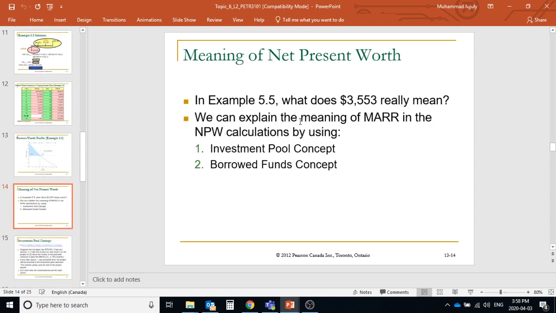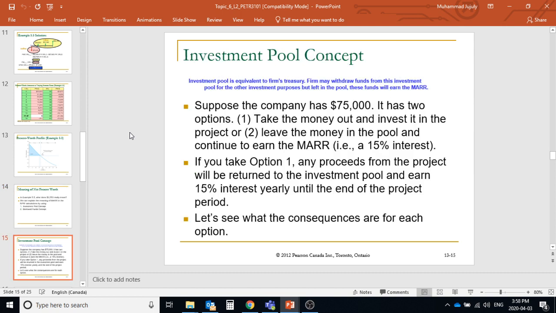Now in the previous example, we have $3,553. What does that really mean? And how can we actually explain the meaning of MARR and the NPV through the investment pool concept and the borrowed fund concept? So the investment pool is something like a firm's treasury. So the firm can actually withdraw the money from the pool for investing in one project, okay?